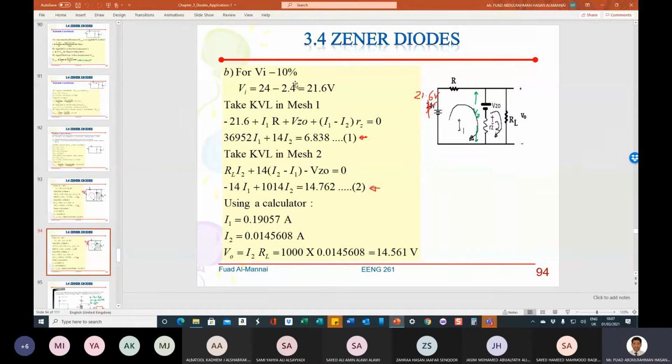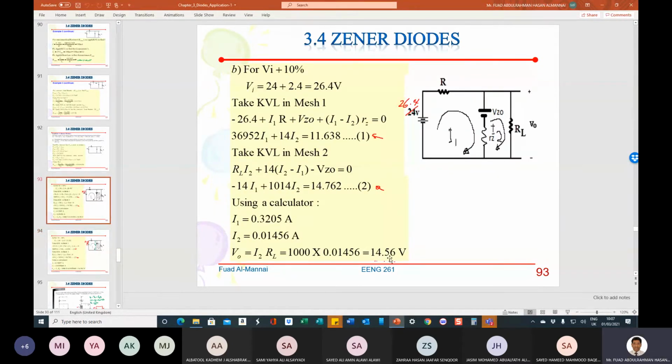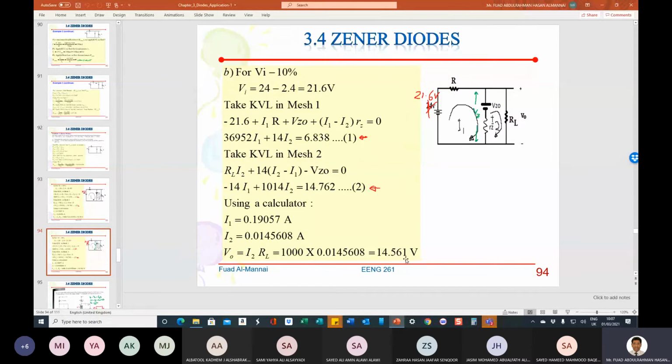See this one here? I mean, the voltage varies by what? By 10%, from 26.4 to 21.6. This one varies, right? But your output is held at 14.56. See it? That hardly changes anything. Your output almost didn't change. So that's why the Zener diode is good. It is being used as a regulator.